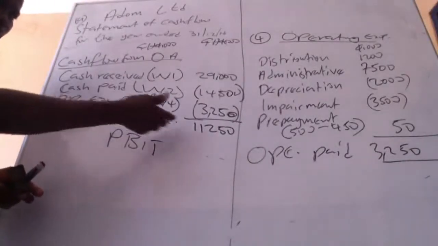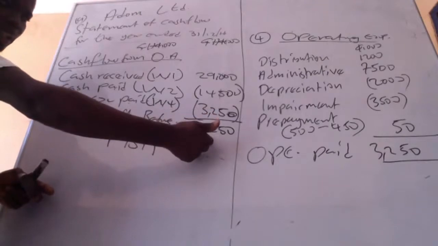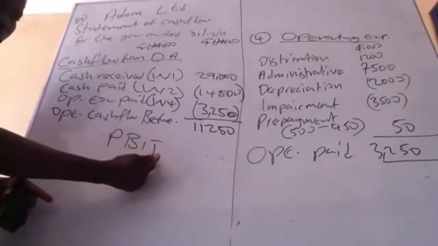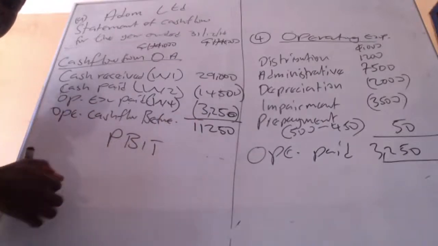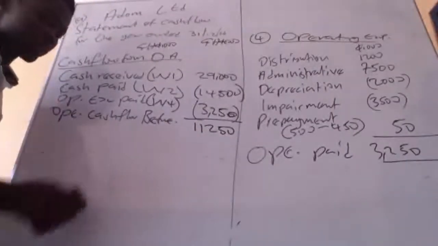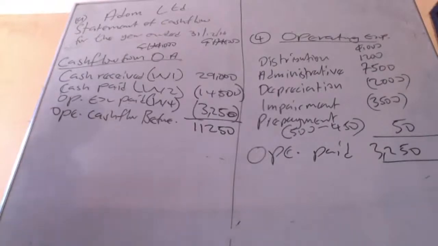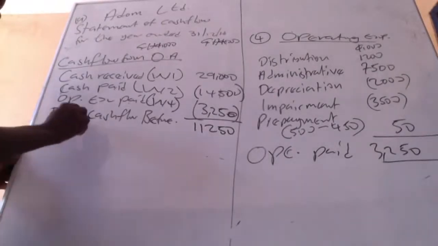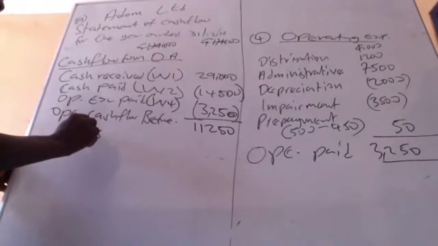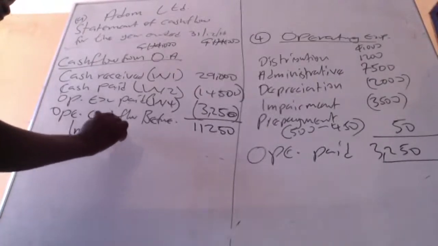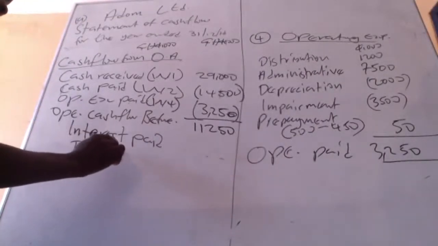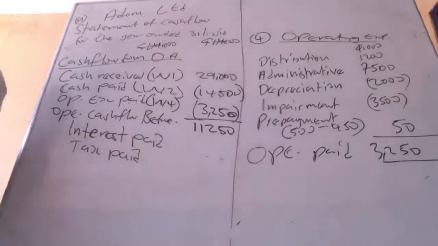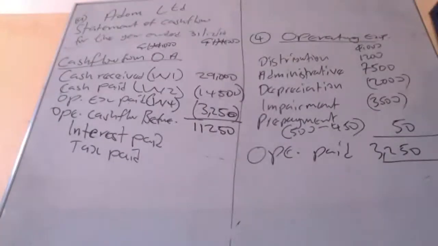Let's assume that this is profit before interest and tax. What will be the next item? Interest and tax, right? So if this cash flow is before interest and tax, the next item is what? Tax paid or interest paid. So interest paid and tax paid should be the last line item according to IAS 7. It should be the last line item. Good.